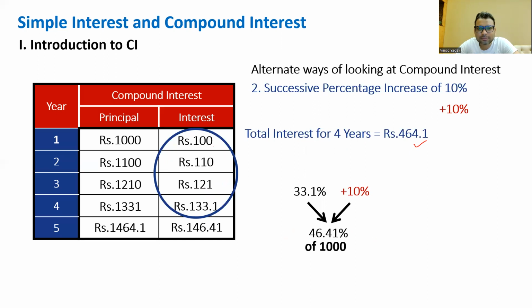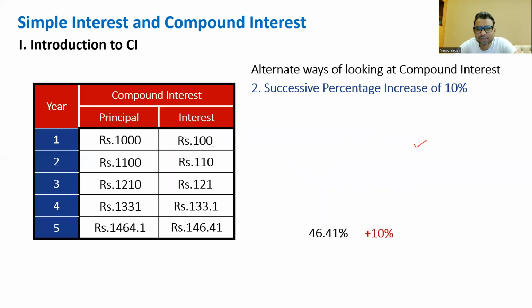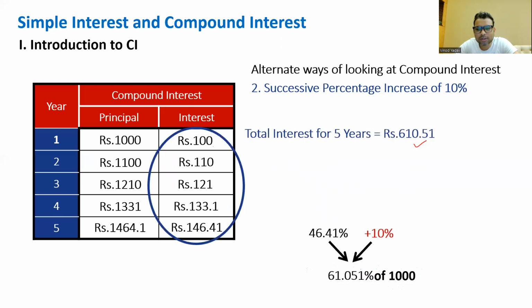All right. Then finally, the last year, the 5th year. If I apply successive percentage change, ultimately I am going to get 61.051% of 1000, so 610.51, which is the addition of all these 5 years' interest. Superb logic, right, friends? This is compound interest. I hope this gives you a lot of clarity, no tension, full confidence.